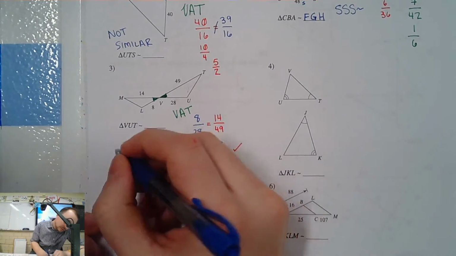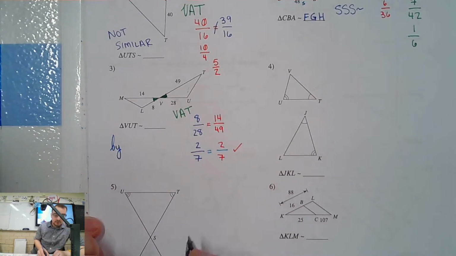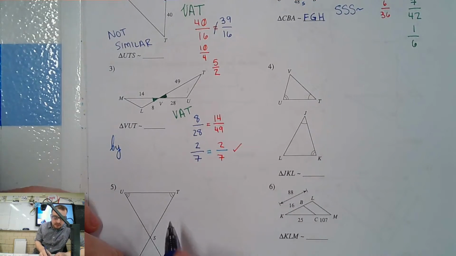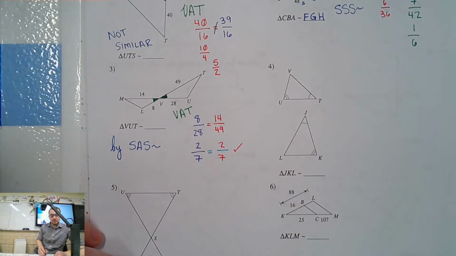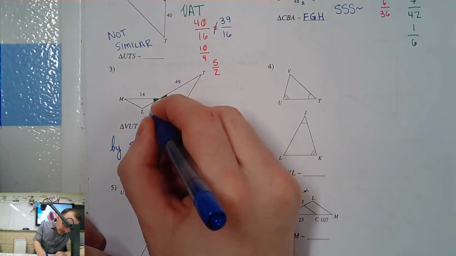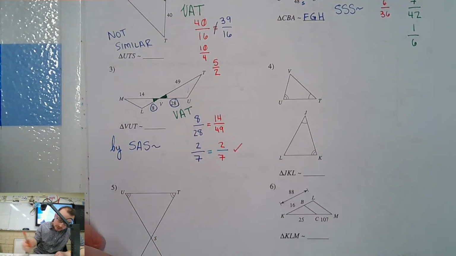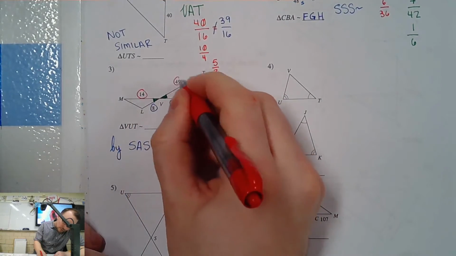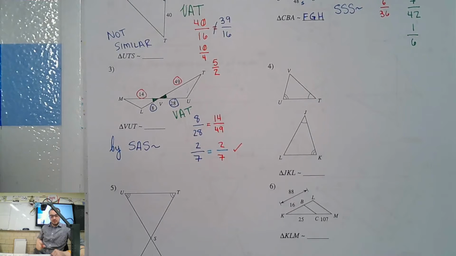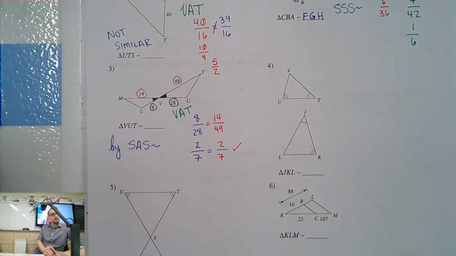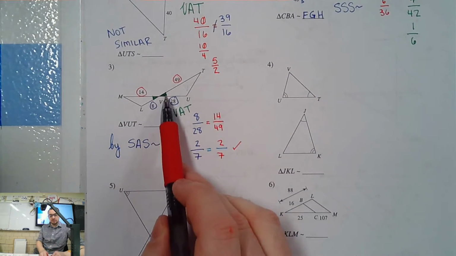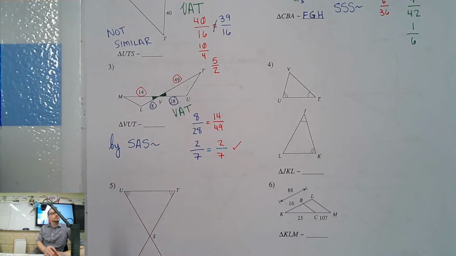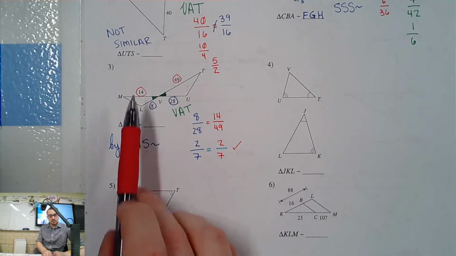Now, why are they similar? By what? Side angle side similarity, right? SAS similarity. They've got an angle in between, and they've got 2 sets of proportional sides, right? So that's side angle side. You guys feeling that? Side angle side is how we know they're similar, right? They have matching angles and then 2 proportional sides, in that order: side, angle, then side.